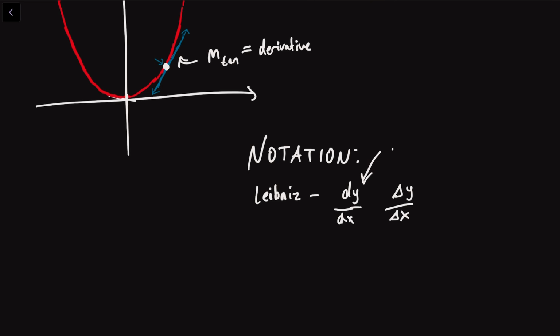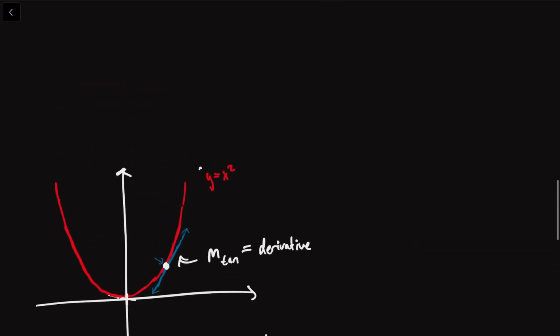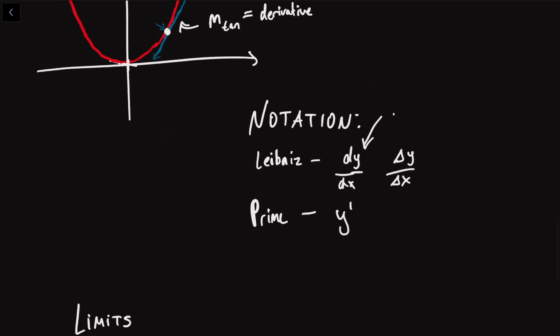Okay, so that's the first notation. Then we have prime notation, which would be y prime. So this function right here, its name is y, and so the derivative would be y prime. It also is a function of x, so if you could guess the derivative, it would be f prime of x. Okay, so y prime and f prime of x, those are the two derivatives.